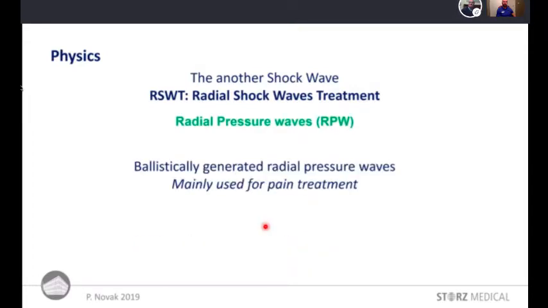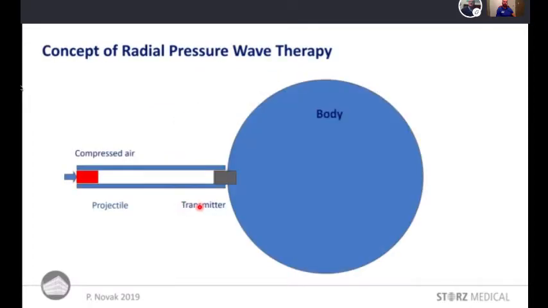They are usually generated ballistically by a projectile hitting a target, a steady target, the emboss. The speeding up of the projectile can take place by compressed air or also electromagnetically. Here you can see a system using pressurized air, compressed air. The projectile hits this target, this vibrates, and the vibrations, the pressure waves, are propagating into the tissue.